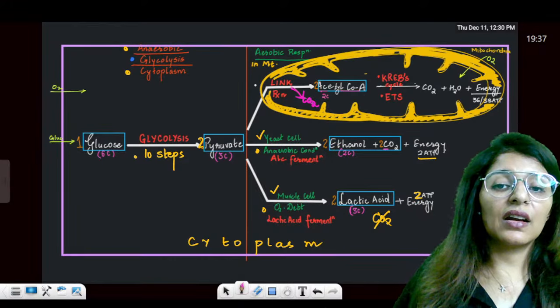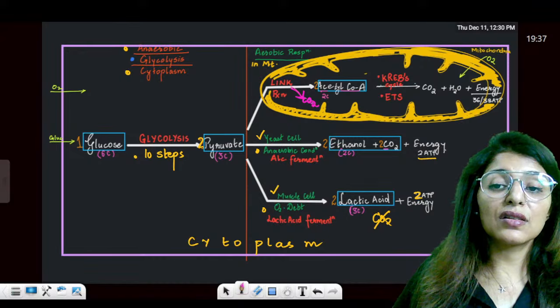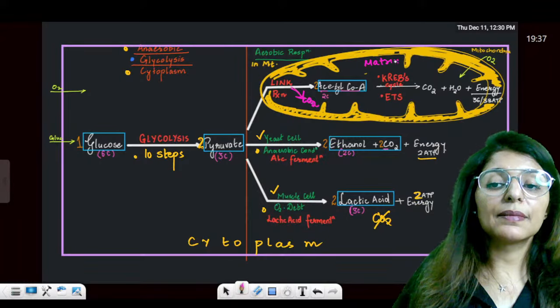Now, where is it occurring? It is occurring in the mitochondrial matrix. This is all mitochondrial matrix.